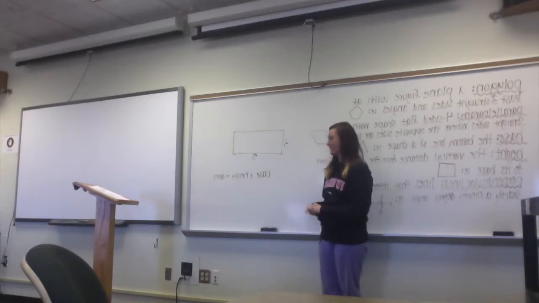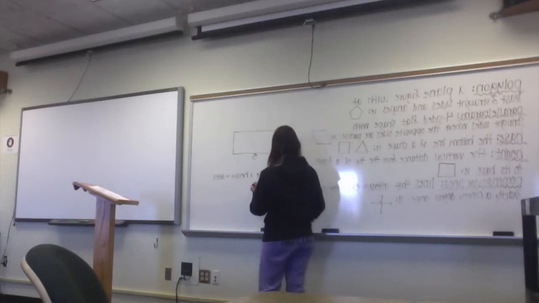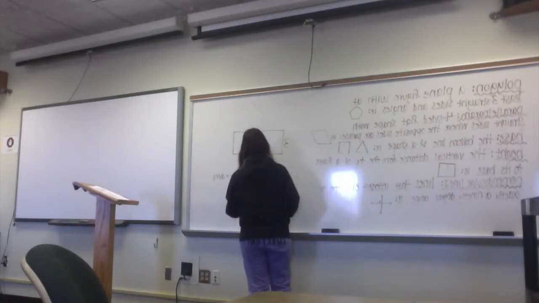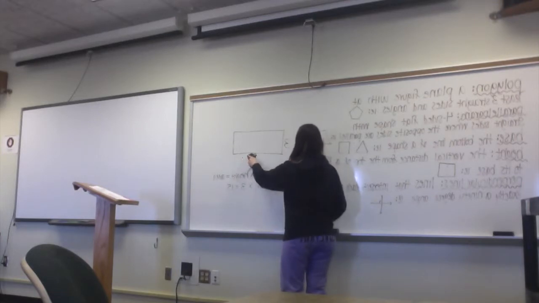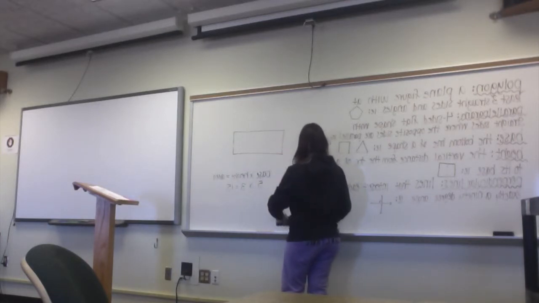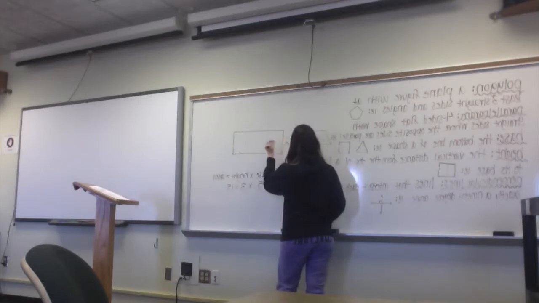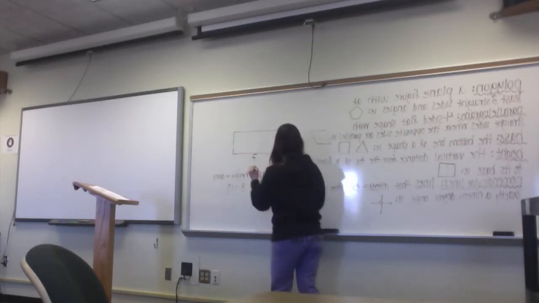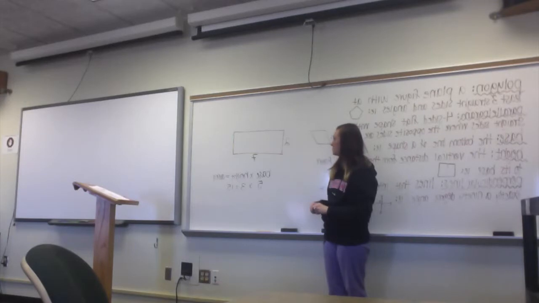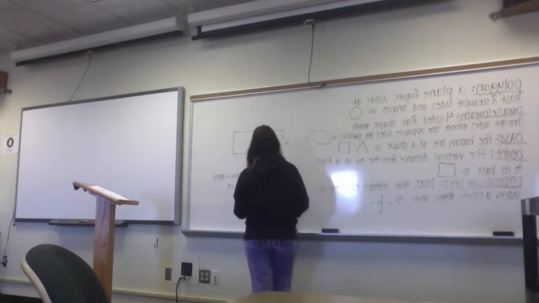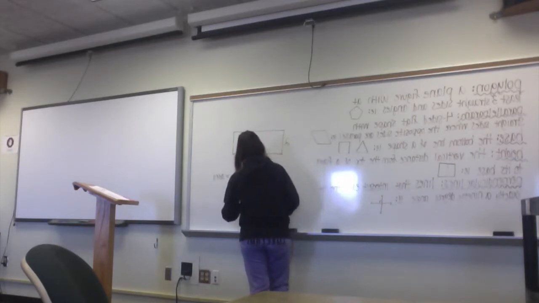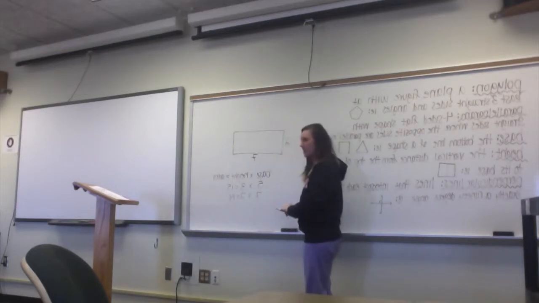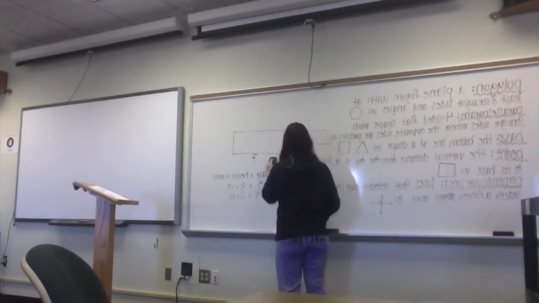Angela? 15. Yes. How did you find that? 5 times 3. Great job. What about this rectangle with a height of 2 and a base of 7? Jenna? 14. Yes. You did 7 times 2. Good job. I think you guys remember how we multiply to find the area.